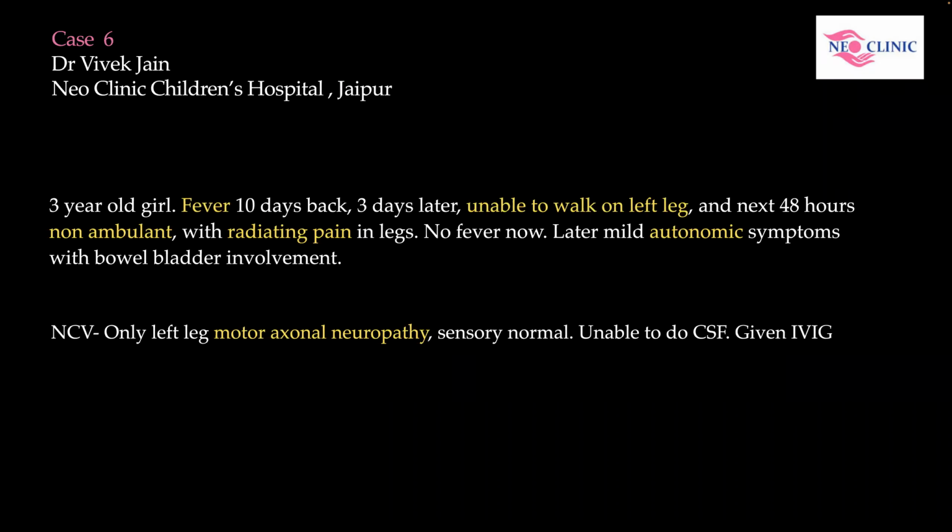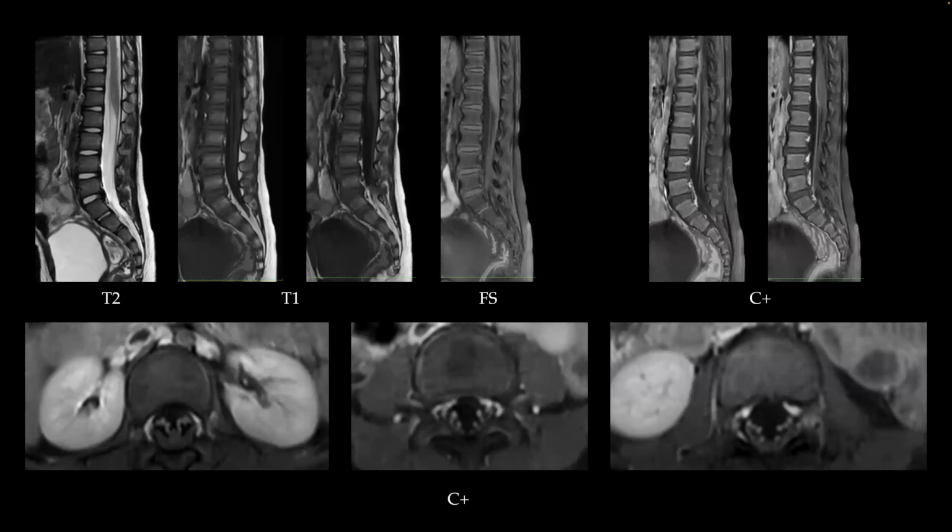Unfortunately the CSF was traumatic, because that would have been very useful. If there were cells, we were more dealing with a viral infection. If no cells, then obviously more of a GBS-like illness, but clinically this was more polio-like. I still gave her IVIG, the benefit of doubt, and we then did an LS spine MRI with contrast. It would be nice to discuss the differential.